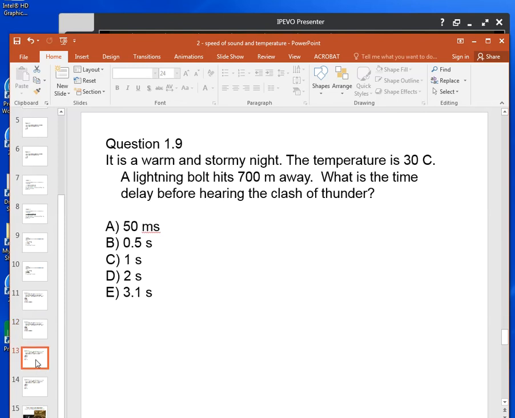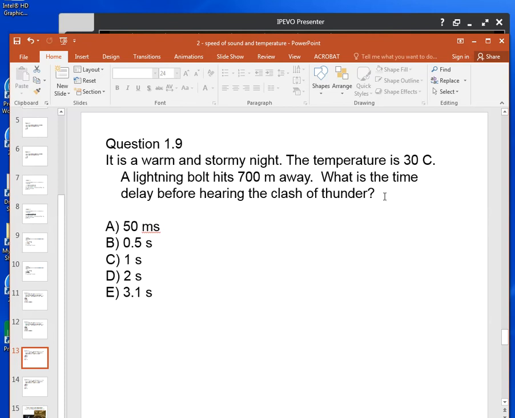All right. So we've got one more question here, and then I'll make a few more comments about our homework set number 2. It's a warm and stormy night. The temperature is 30 degrees Celsius. A lightning bolt hits 700 meters away. What is the time delay before hearing the clash of thunder?